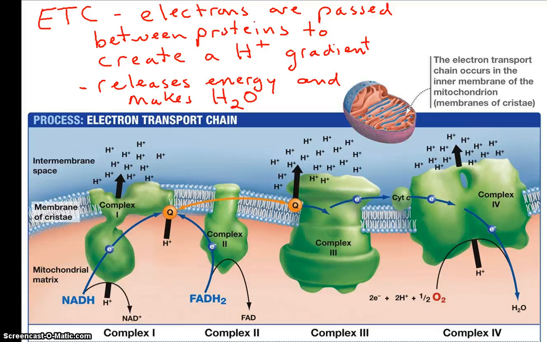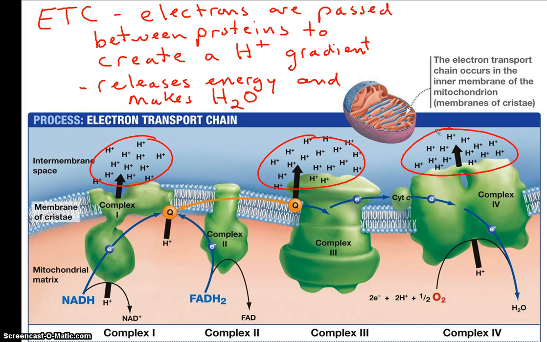So the electron transport chain is where electrons are passed between proteins. So these big green globs in the diagram you can see here are proteins. And what it does is it pumps hydrogens. Those proteins pump protons, and it creates what's called a hydrogen gradient.